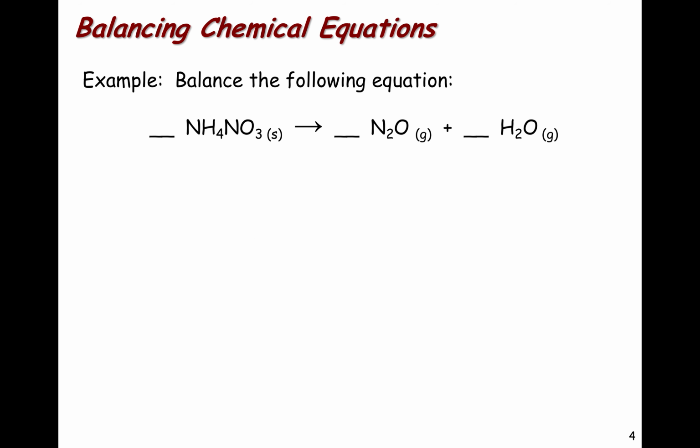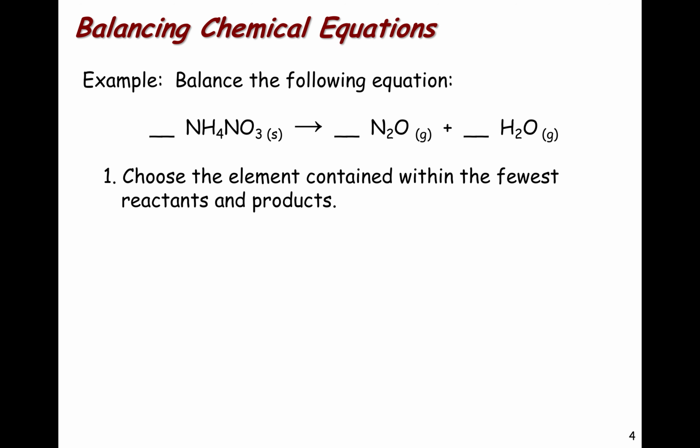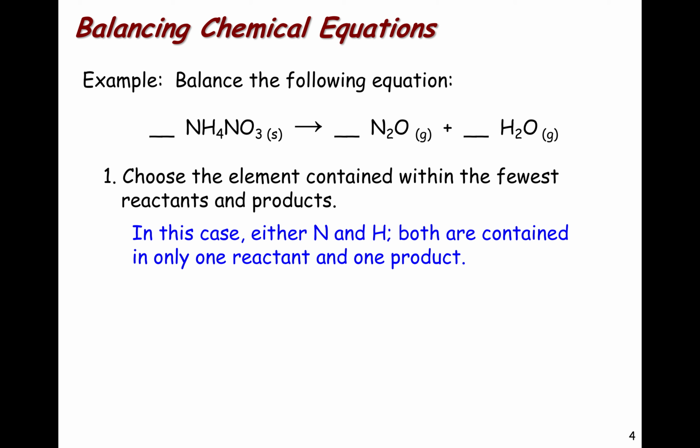As an example of how to go about balancing a reaction and trying to make it as systematic as possible, we have a reaction here shown where we're going to take ammonium nitrate and have it decomposed into dinitrogen monoxide and water. The first step is to choose an element to balance first. Typically, we would choose an element that is contained within the fewest number of molecules on both the reactant and product side. In this case, it could be either nitrogen or hydrogen, so you choose one of those. In this case, we're going to balance nitrogen first.